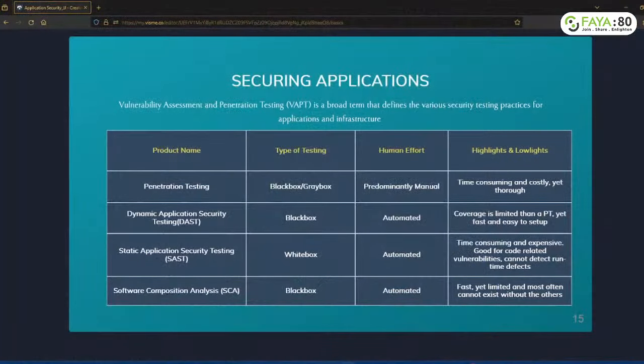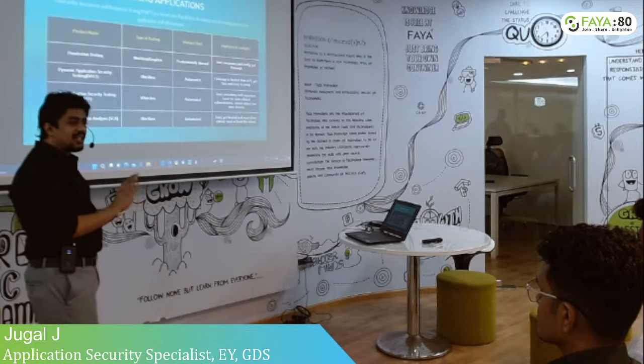So just reiterating that point. Like I said, PT, you will have some information to test, but not the whole thing. It could be like a black box or a gray box. Maybe you will get a URL, maybe you will get some credentials to work with, and that's how it goes. With DAST, it's like an automated process. You don't have much information. You will probably just get the username, credentials, the basic stuff.